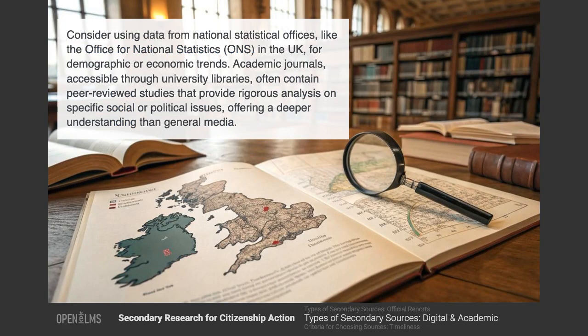Consider using data from national statistical offices, like the Office for National Statistics, ONS in the UK, for demographic or economic trends. Academic journals, accessible through university libraries, often contain peer-reviewed studies that provide rigorous analysis on specific social or political issues, offering a deeper understanding than general media.